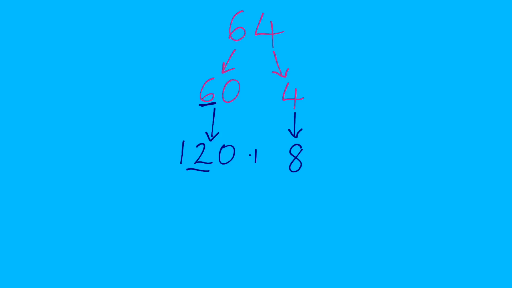Let's try another one. This time we're going to double 64. So remember, we're going to partition the number: 60 and 4. We're then going to double each part and then we're going to put it back together again. So double 60 is 120, and remember we know that because double 6 is 12, so double 60 is 10 times more, so it's 120. And we're going to double 4, which is 8. We need to put our number back together again, so we get 128.